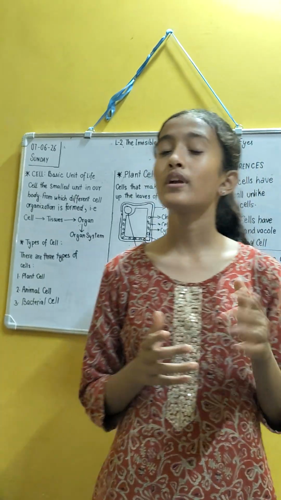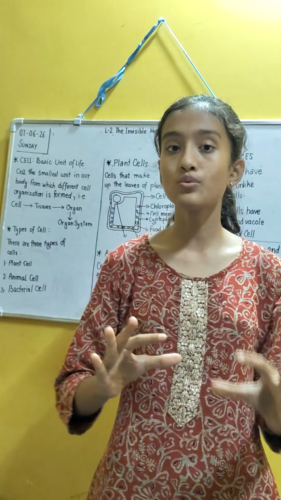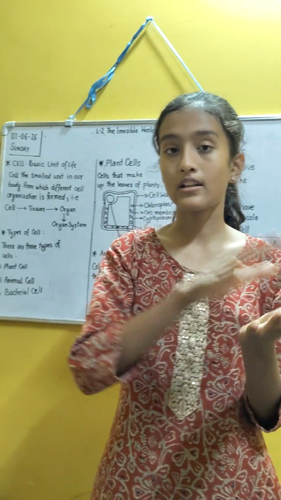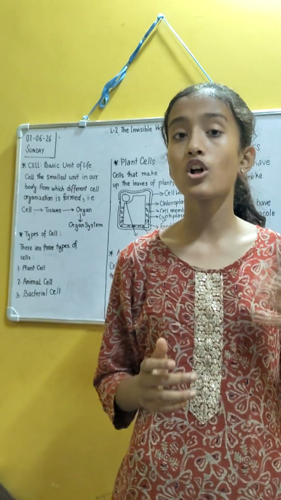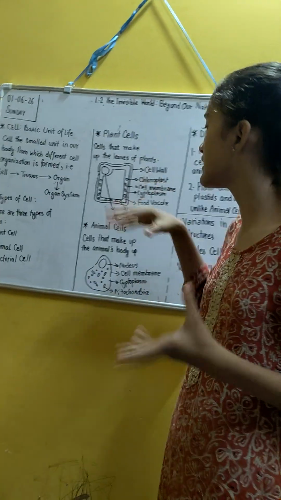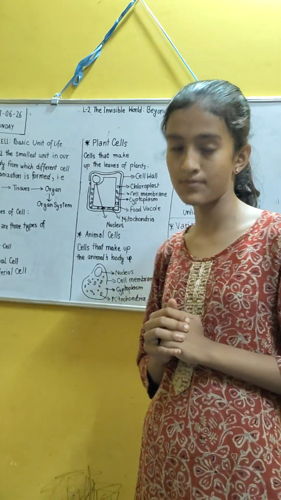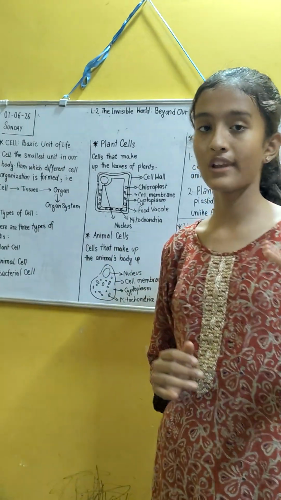Last year, in the light chapter, we learned that convex lenses zoom into tiny objects. The lens used in a microscope is also known as a convex lens. Now, let us know what these microorganisms are made of. These are made of cells, the basic unit of life.